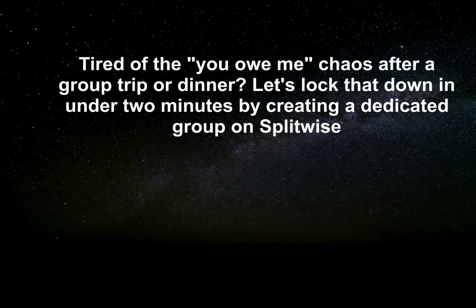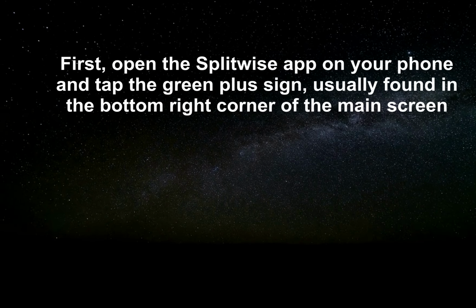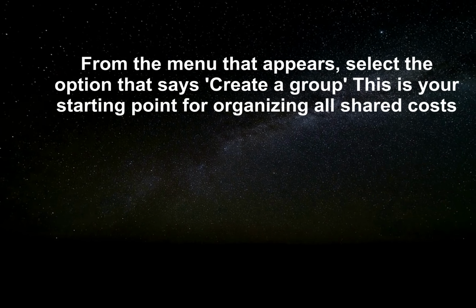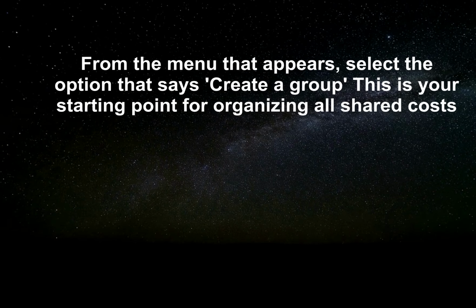First, open the Splitwise app on your phone and tap the green plus sign, usually found in the bottom right corner of the main screen. From the menu that appears, select the option that says Create a Group. This is your starting point for organizing all shared costs.